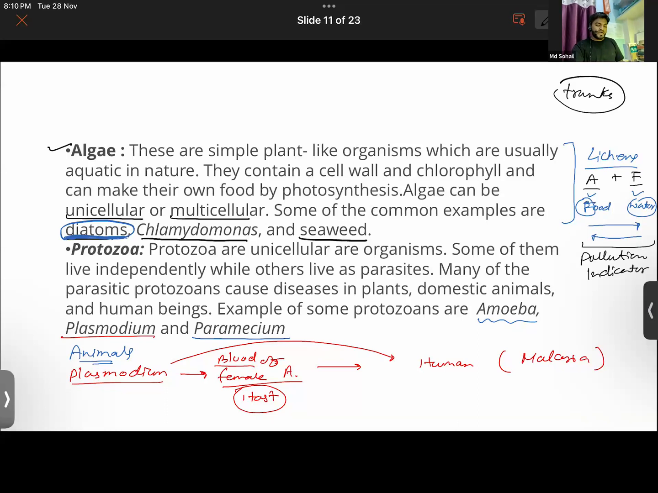If we talk about Hydra, they are usually found in fresh water. Protozoa are unicellular organisms, and they are in the animalia. They are one of the kinds of animals. Some of them live independently, while some live as parasites. One example of a parasitic protozoa is Plasmodium. They could cause diseases in plants, in animals, and in human beings as well.